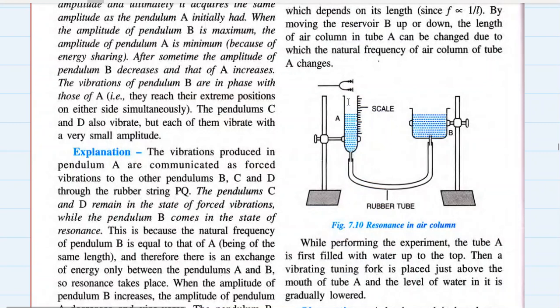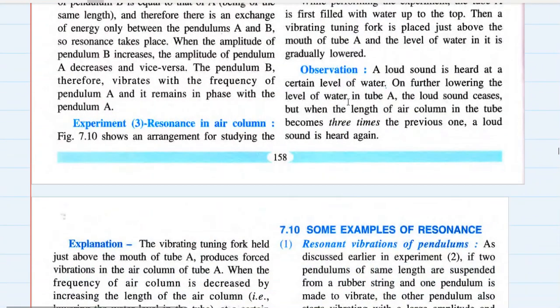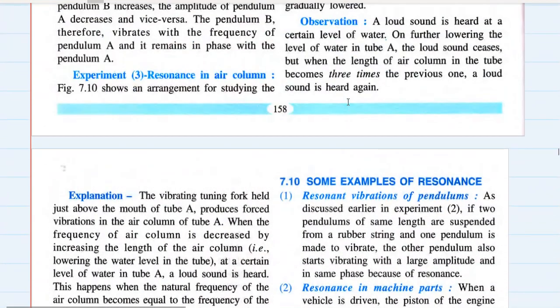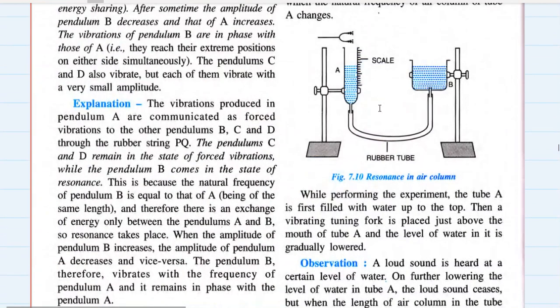और एयर कॉलम की लेंथ में जो चेंजेस आते हैं उसकी वजह से कुछ पर्टिकुलर लेंथ ऐसी है जहां पे लाउड साउंड सुनाई देता है, मतलब रेजोनेंस होता है। तो ऑब्जर्वेशन ये है कि लाउड साउंड इज हर्ड एट अ सर्टन लेवल ऑफ वाटर. On further lowering the level of water in tube A, loud sound ceases. But when the length of air column in the tube becomes 3 times the previous one, a loud sound is heard again. मतलब एक रेशियो है 1:3:5 किसका, लेंथ ऑफ एयर कॉलम का.